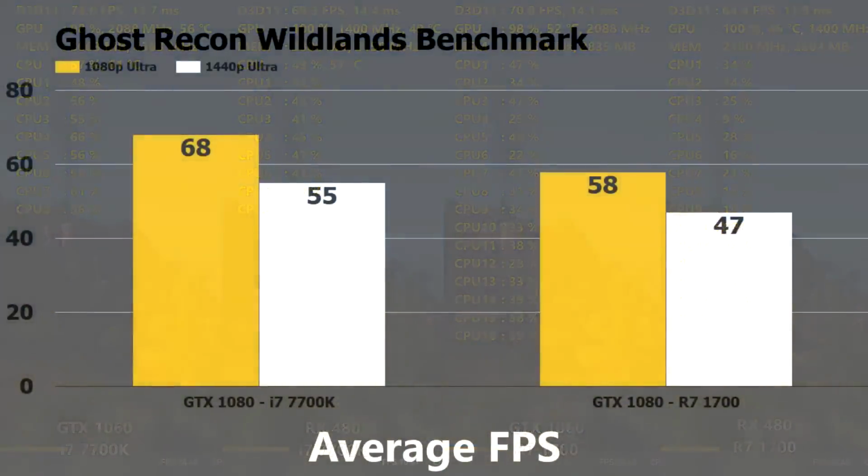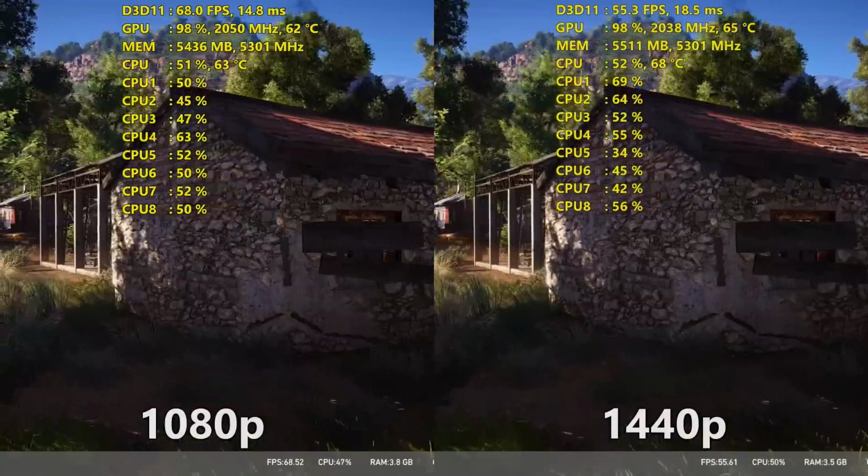We'll switch over to the GTX 1080 now, where we got to see the 1080p as well as the 1440p Ultra averages. We see an average of 68 FPS at 1080p on Ultra with the 7700K, while with the 1700 that drops down to 58 FPS on the averages. So a 10 FPS difference just by switching out the processor with the same settings and everything with the GTX 1080, while at 1440p, we got to see the average at 55 with the 7700K and 47 on the 1700.